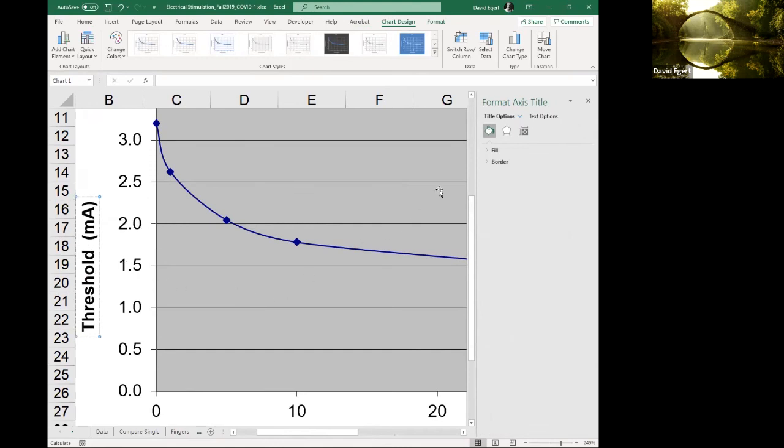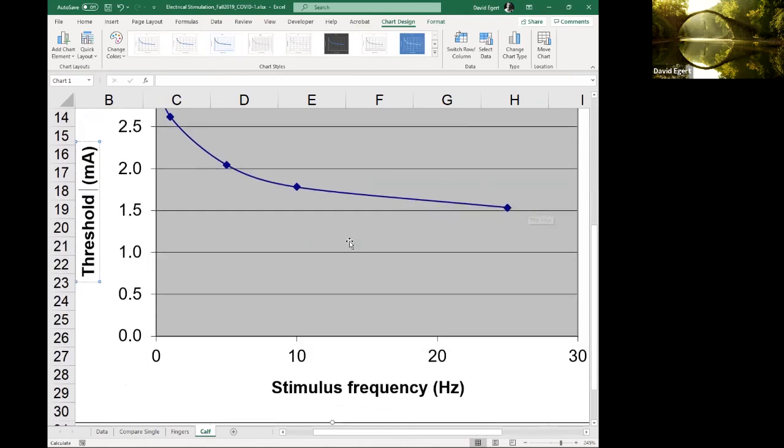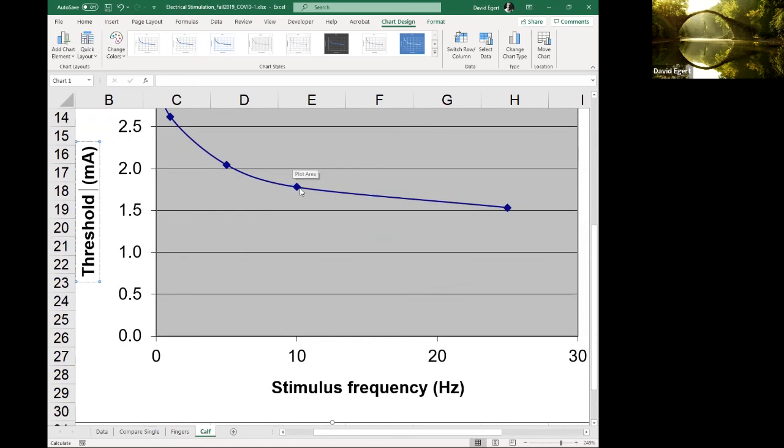The threshold here, as the frequency goes up, we can see threshold coming down. So this is also very consistent with the hypotheses we've been talking about. So does our data support our hypotheses as far as frequency versus threshold?